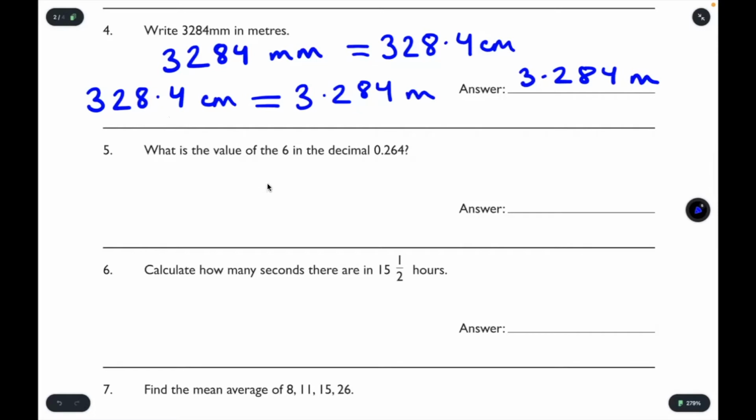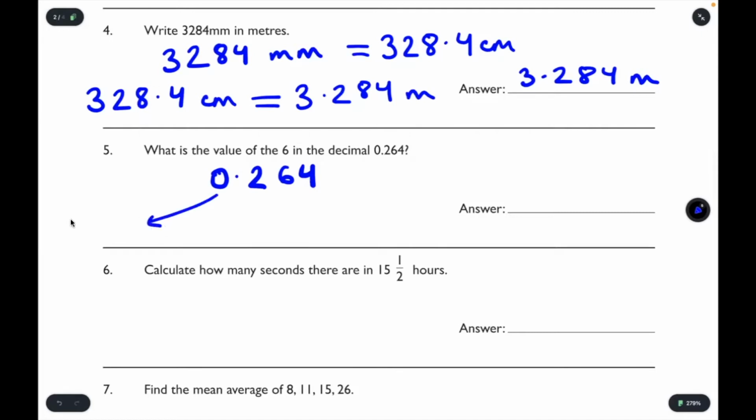Question 5, what is the value of the 6 in the decimal 0.264? So 0.264. Let's just look at the first bit, 0.2. That's saying 0 units, 2 tenths. The next column along is the hundredths. So this has to be 6 hundredths. Then we've got 4 thousandths, because every place value to the right that we're getting 10 times smaller than before.